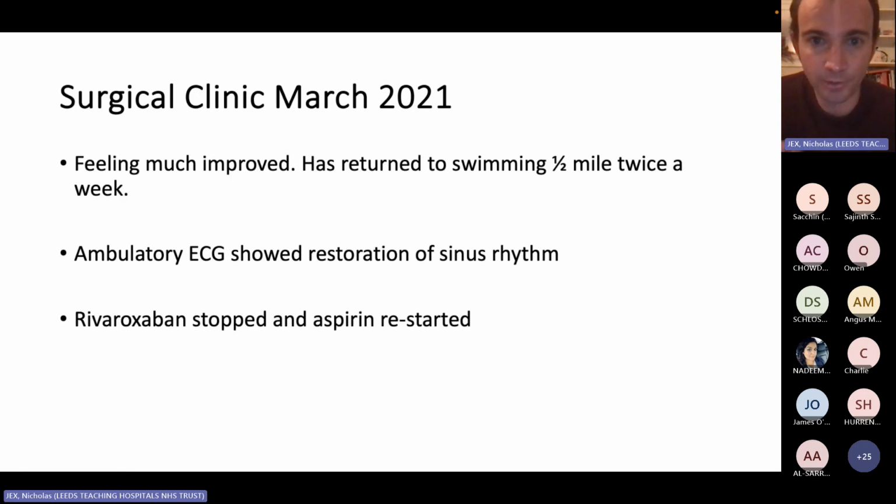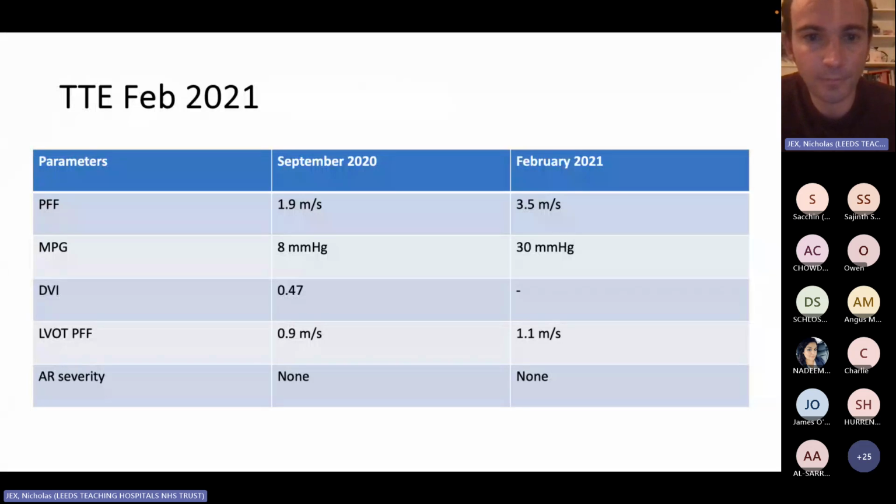So he's seen in surgical clinic for his post-op review in March 2021. He's feeling much better. He's back to swimming half a mile twice a week. And he actually had an ambulatory ECG, which showed he'd gone back into sinus rhythm. So his rivaroxaban was stopped and the aspirin was restarted.